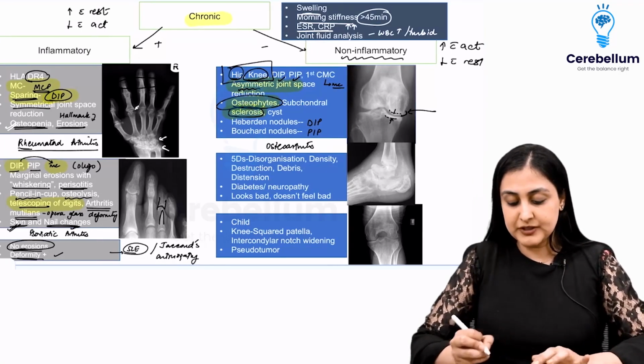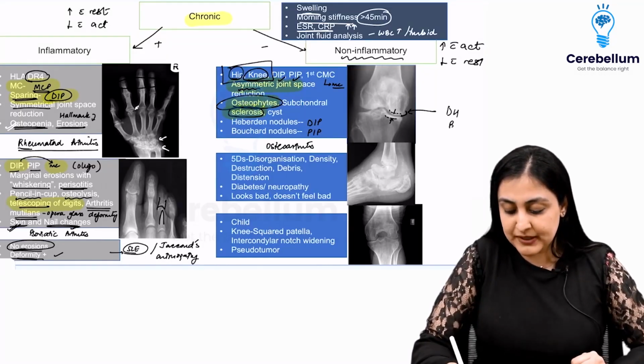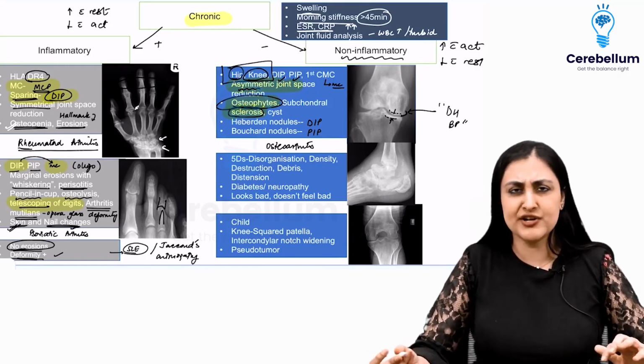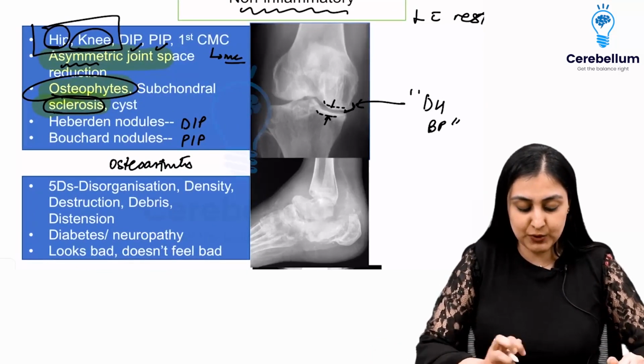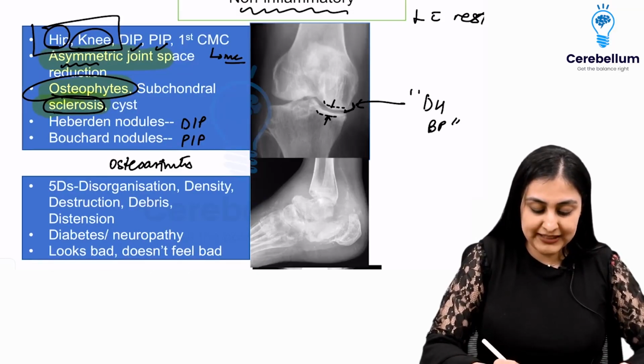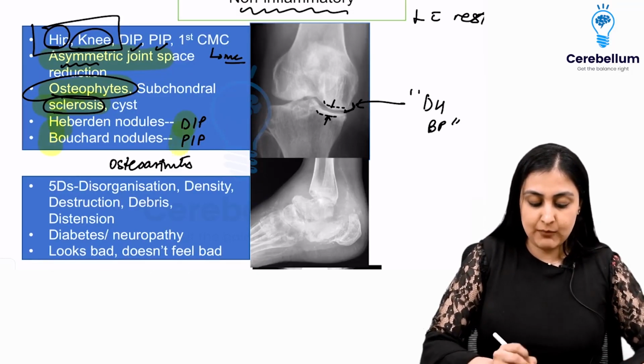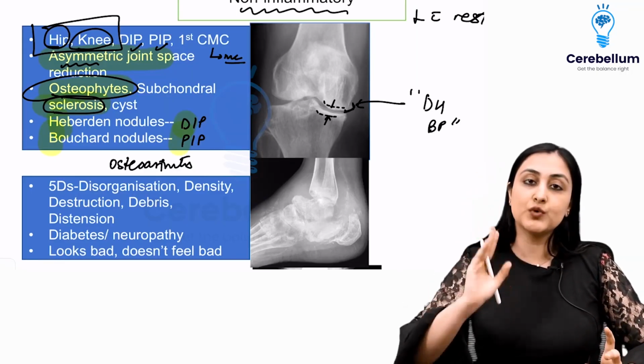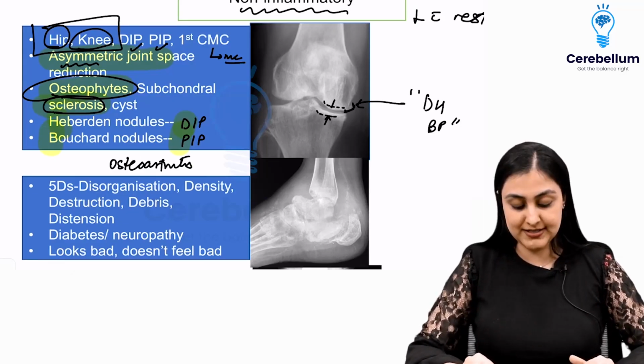How you want to remember this is DHBP. So in the first year, we know DH, dissection hall, we know blood pressure, how to measure blood pressure, right? So that's how you can remember DH. So DIP, Heberden nodules, Bouchard at PIP nodules. So that's about osteoarthritis, the prototype non-inflammatory arthritis.